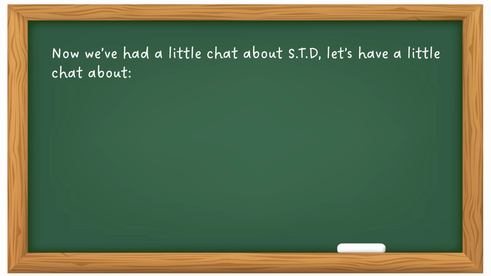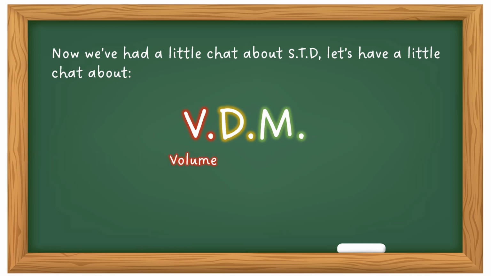Okay, now we've had a little chat about an STD. Let's have a little chat about VDM. Again, it's laid out in a certain way so you can remember the formula involved. So the V means volume, the D means density, and the M means mass. Okay, so keep that in mind as we go forward.